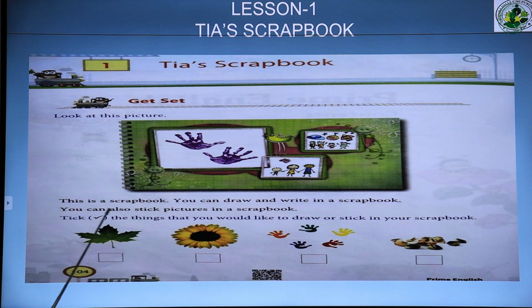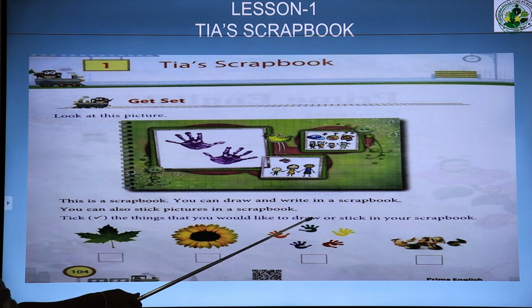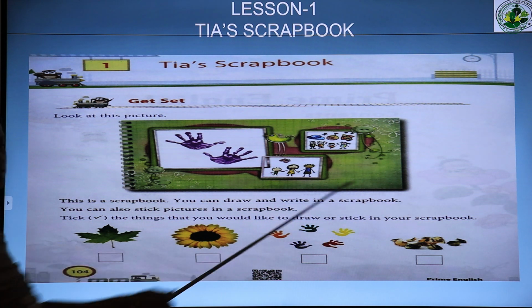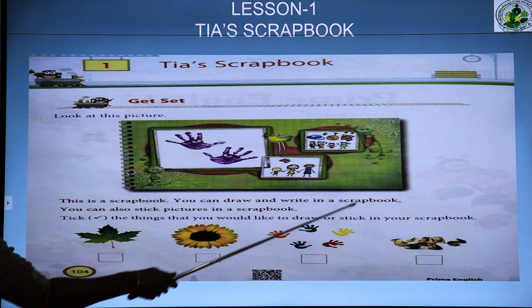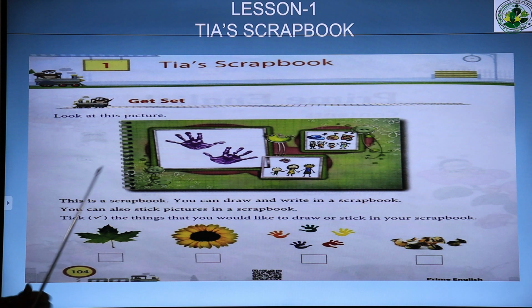Now listen, tick the things that you would like to draw or stick in your scrapbook. Here we can see some pictures. You can draw and stick pictures in your scrapbook. Now here is a question for you. You are going to make a scrapbook, okay? If you like to draw or stick the picture of a leaf, you have to put a tick mark here. If you don't like the leaves, don't do that.